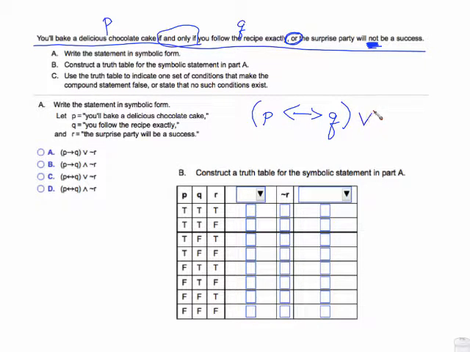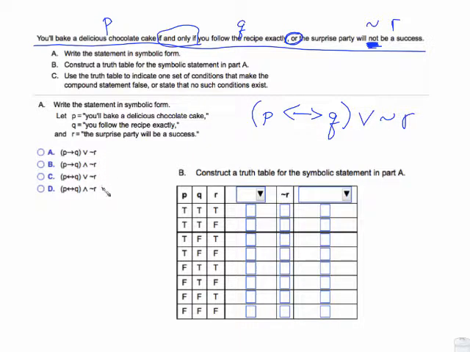Or is this. The surprise party will not be a success. R is the party being a success. It is not a success. So there's our statement. And you have to be very careful when you look at these for the multiple choice, because you can easily pick the wrong thing. These are double arrows. These are single arrows.